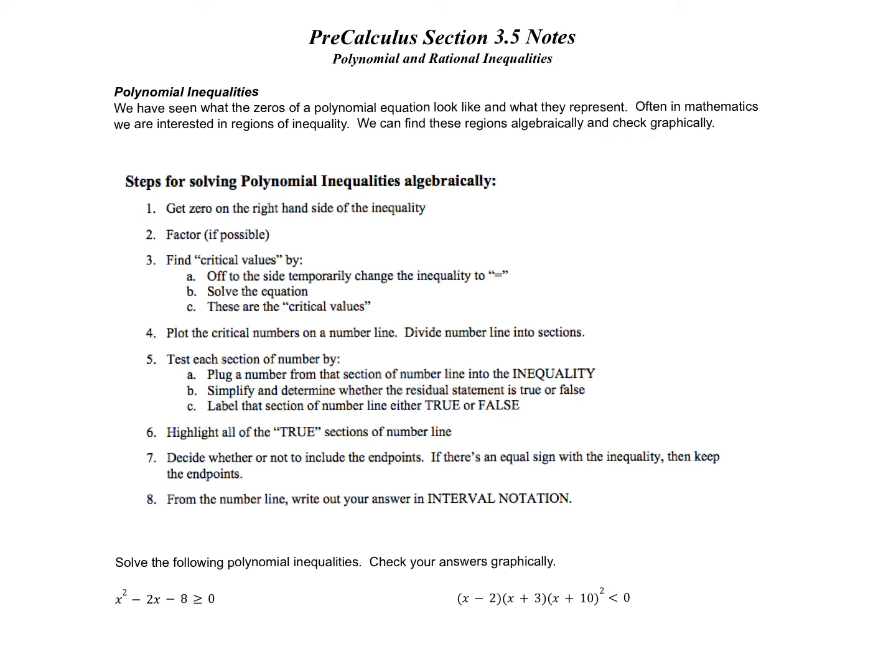Okay, in our last section of chapter 3, we are going to look at polynomial and rational inequalities. Now, we've obviously seen graphs of rational functions and things like that. So graphically, what we're talking about is if I have some kind of rational function, let's say it has a vertical asymptote and a horizontal asymptote, maybe it looks something like this.